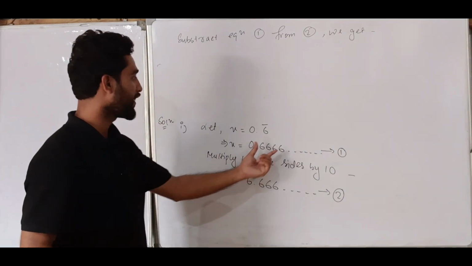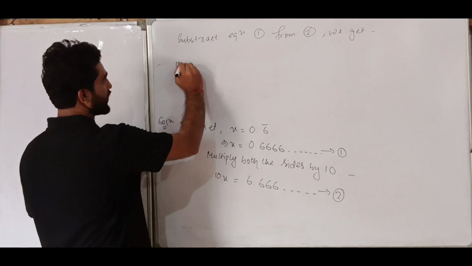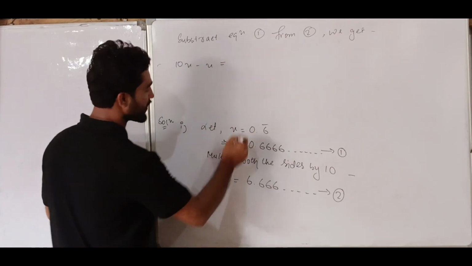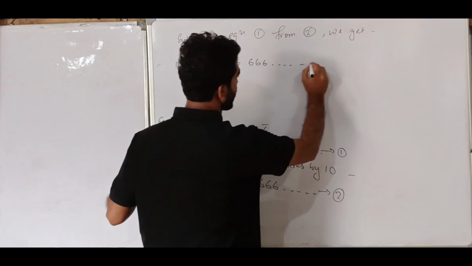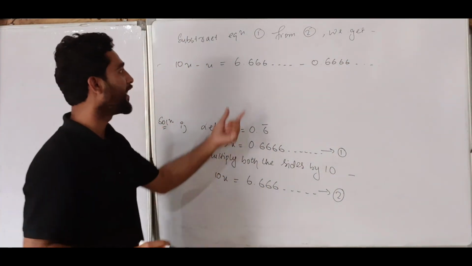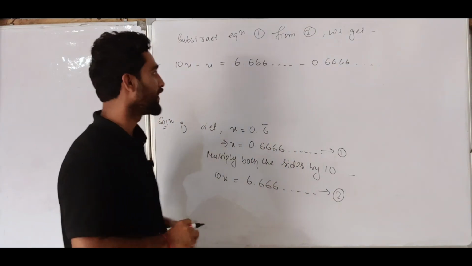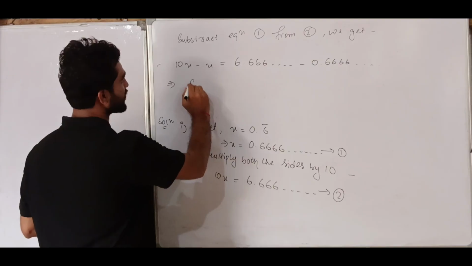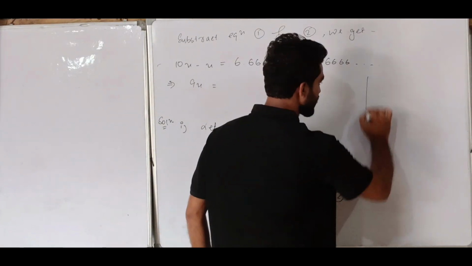So if we subtract equation 1 from 2, what does this mean? 2 minus 1. Left hand side 10x minus x, and right hand side 6.666666 minus 0.666. Now you may think that since these digits are non-terminating repeating, how can we subtract these digits? The subtraction is very easy. See, 10x minus x, that means 9x. Now how to subtract this one? Very easy subtraction.